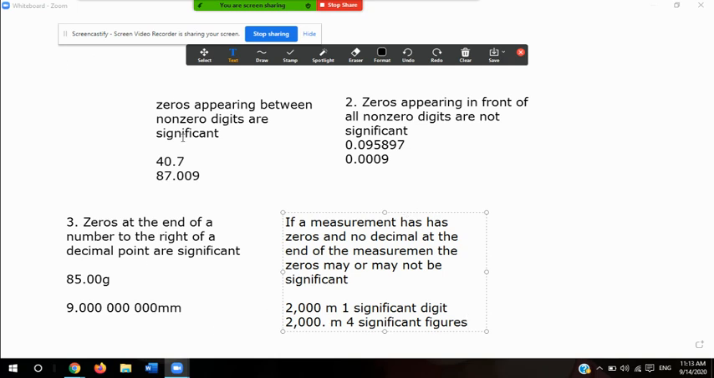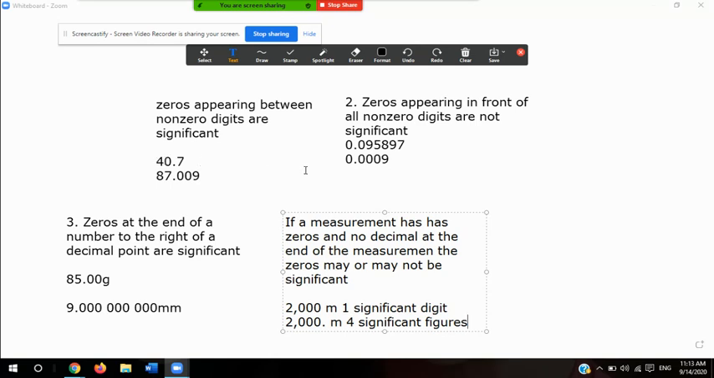So again, rule number one, basically zeros appearing between non-zero digits are significant. So this one, 40.7, has 3 significant figures, and 87.009 has 5 significant figures because the zeros are between, in this case, 7 and 9, and in the case of the 40.7, the zero is between 4 and 7.